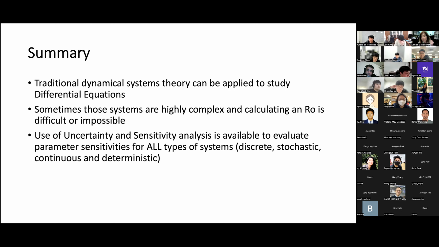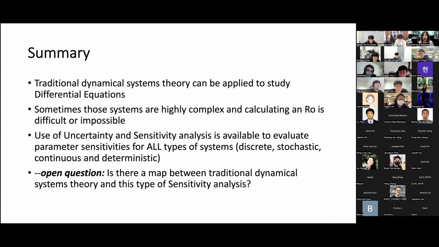And if you use EFAST, we believe you're finding the Hopf bifurcations, for example. Okay. So the question remains: is there a mathematical map between traditional dynamical systems bifurcation theory and sensitivity analysis that I've shown you today? I believe that there is, because in the cases where I could check, they always showed up as the same for both. But of course, that's not a proof.